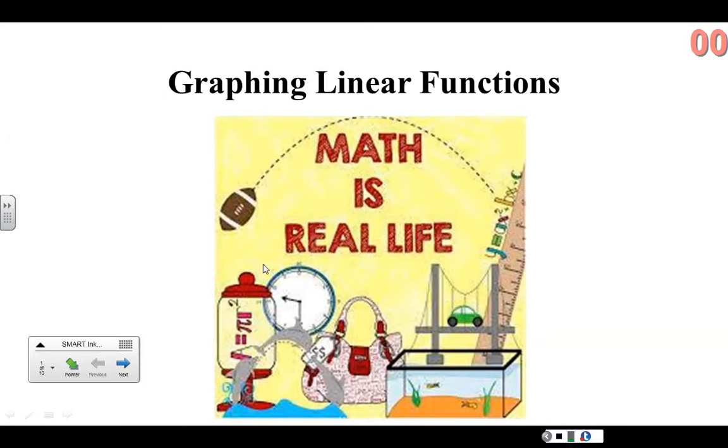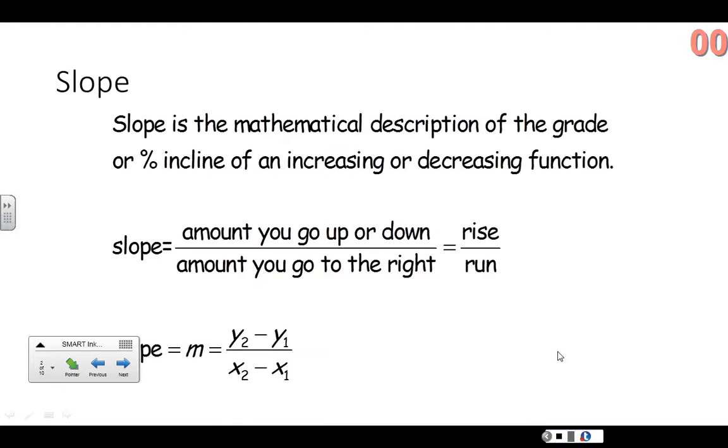Alright, in this video we want to talk about graphing special functions, linear functions, functions that will graph a line. Okay? So the first thing we need to talk about when we start talking about linear functions is the concept of the rate of change in a line. We call it the slope of the line. Slope is the mathematical description of the grade or the percent incline of an increasing or decreasing function.